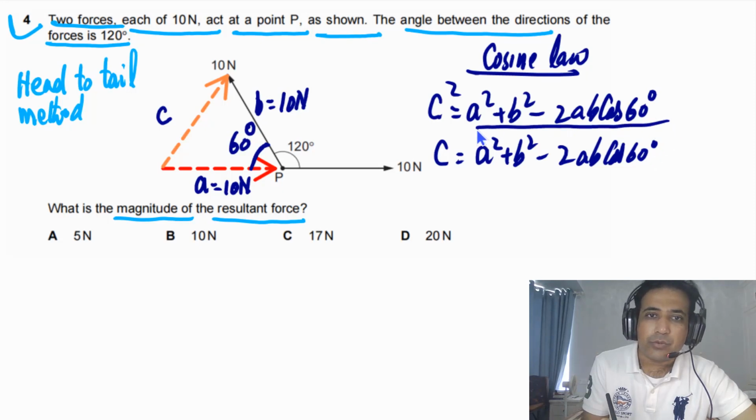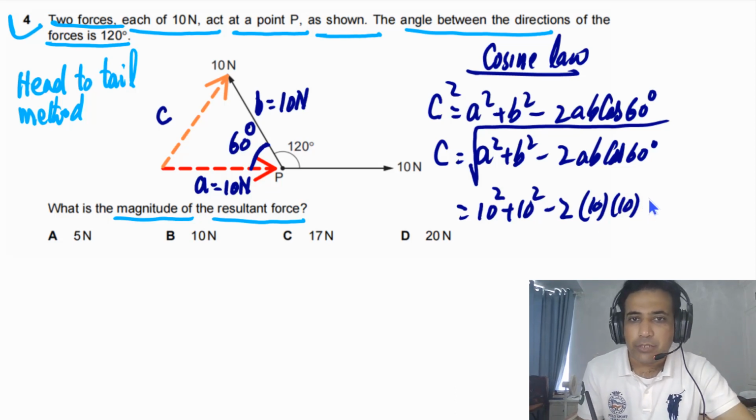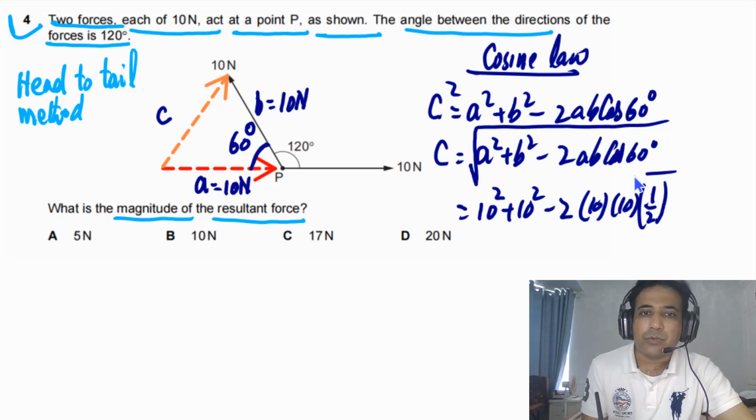So we can take the root of this. We can write down here: 10 squared plus 10 squared minus 2 times 10 times 10 times cosine of 60 degrees, which is 1 by 2. So we have to take the root of this.